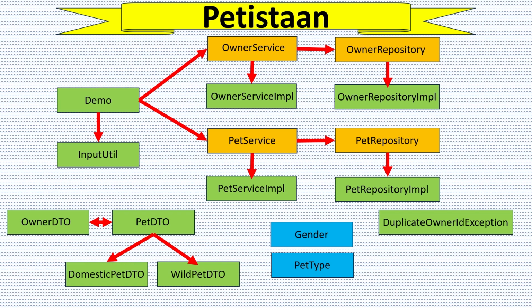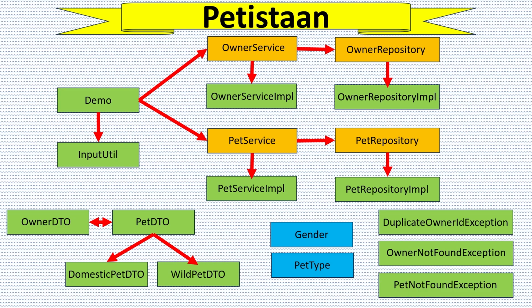Then there may be a chance that someone just wants to retrieve the owner, but it's not available. So an owner not found exception is going to be there. Then it also can be a chance that someone just wants to retrieve a pet, but the pet is not available. So a pet not found exception is going to be there. Again, these are the custom exceptions which we will be creating.